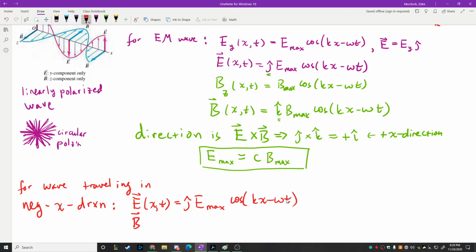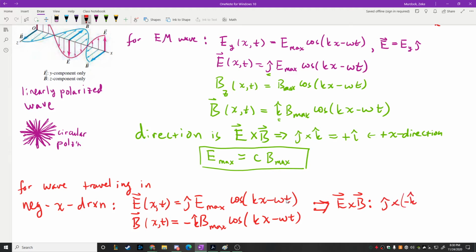What should the magnetic field be then, if I want it to move in the negative x direction? That's exactly right. Just make it negative k. Because then, if I do E cross B, I'm going to be doing j cross negative k, and that's equal to negative i hat. So that would be negative x direction. And so on and so forth.